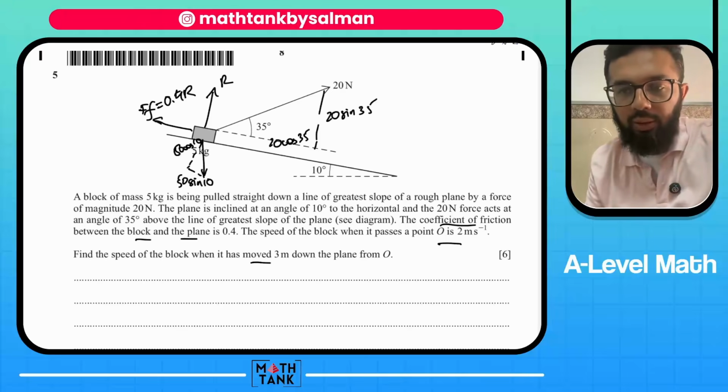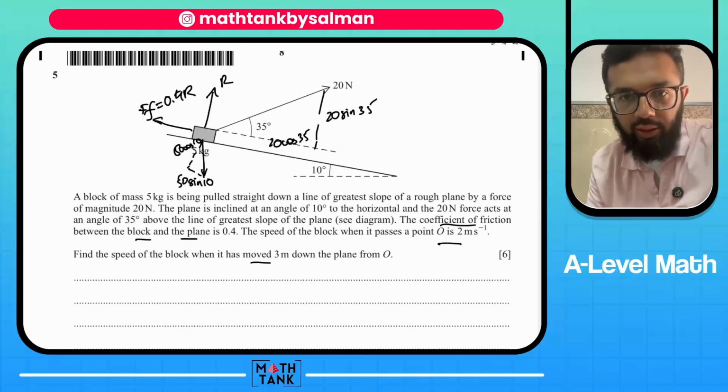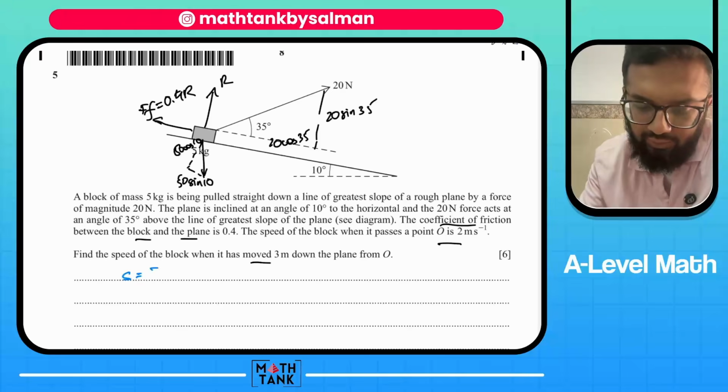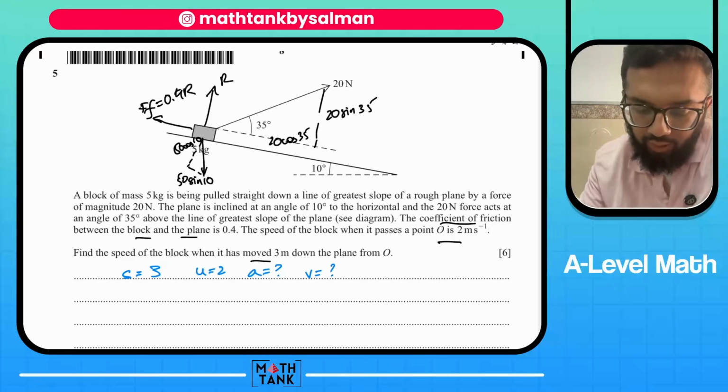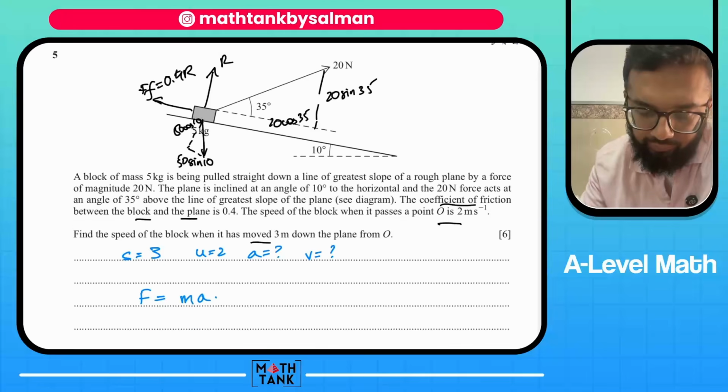So I think I can do it with F equals ma, or I can also choose to do an energy method. I'm just seeing if the energy method is mentioned. Okay, so you can use an energy method as well. That's up to you. I will still have to find all the forces. But I think it's easier if I say s equals 3 and u equals 2, and I figure out a first by F equals ma, and then I find v. So for F equals ma, I am going to have the driving force, 20 cos 35 plus 50 sine 10 minus the resisting force, which is 0.4 R, equals ma.